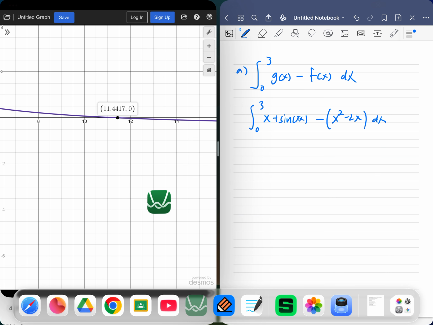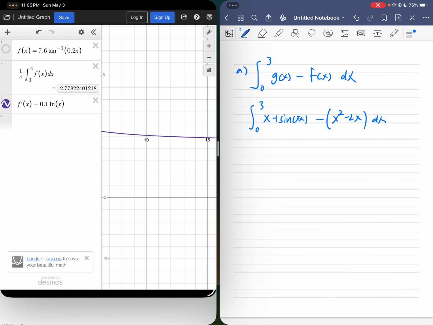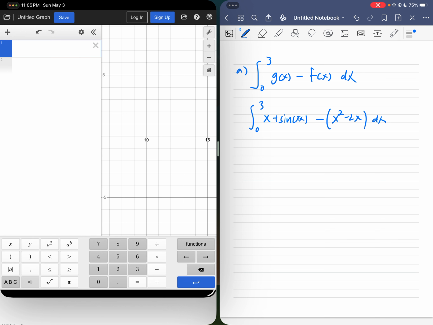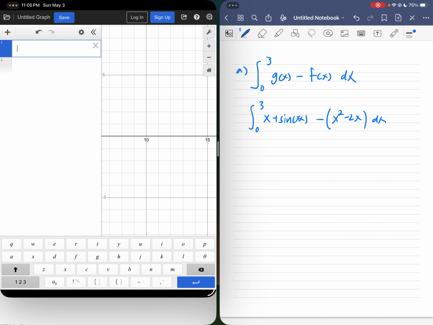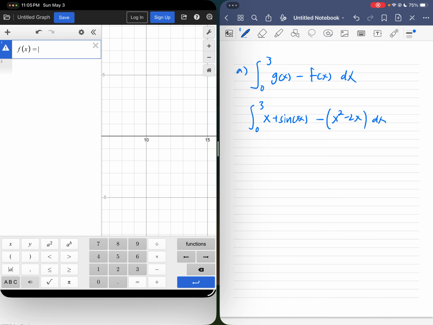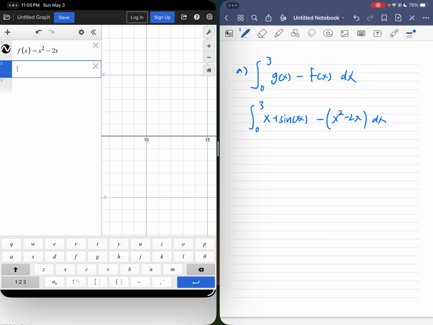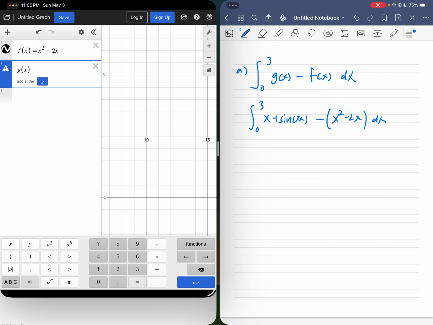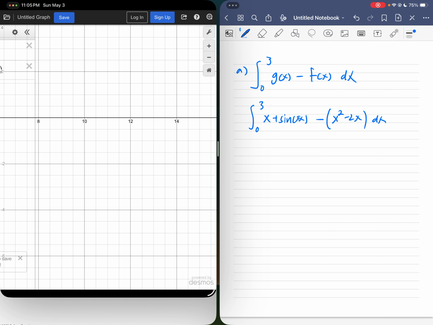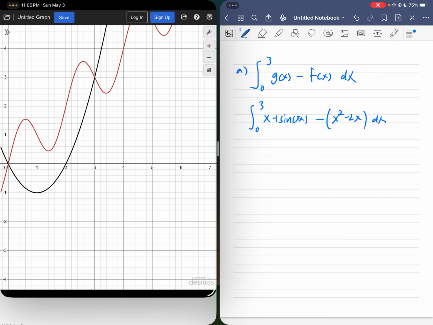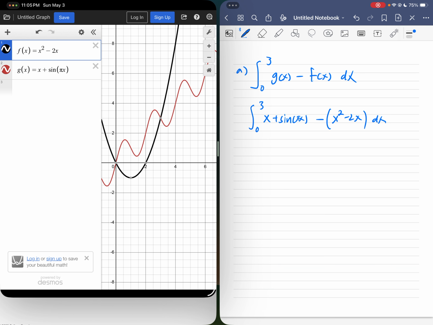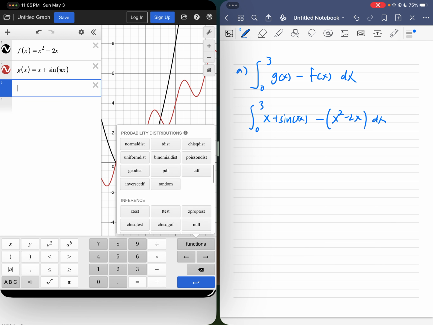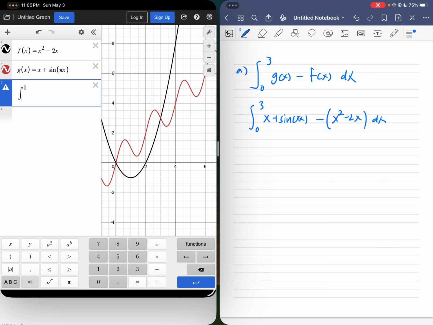All right, let's put this into decimals here. After you're done with a question, make sure you clean up everything, otherwise things are going to get uglier. So let me put first, f of x should be equal to x squared minus 2x. Just don't mess up your sign. g of x is equal to x plus sine of pi x. All right, so let me look at the question. This one looks somewhat similar. So the only thing we have to do is take the antiderivative from 0 to 3.